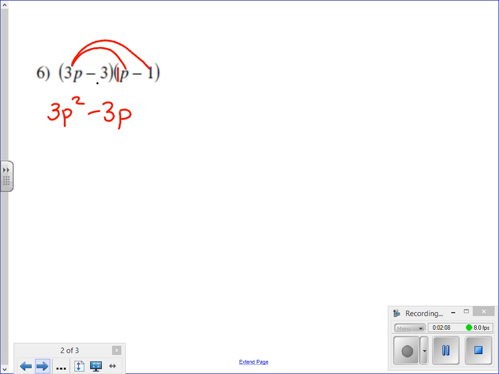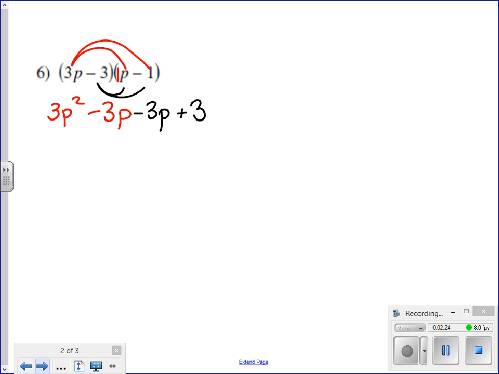All right, now I have negative 3 times p. Well, negative 3 times 1 is negative 3p. And negative 3 times negative 1 is positive 3. Lots of 3's in this example.